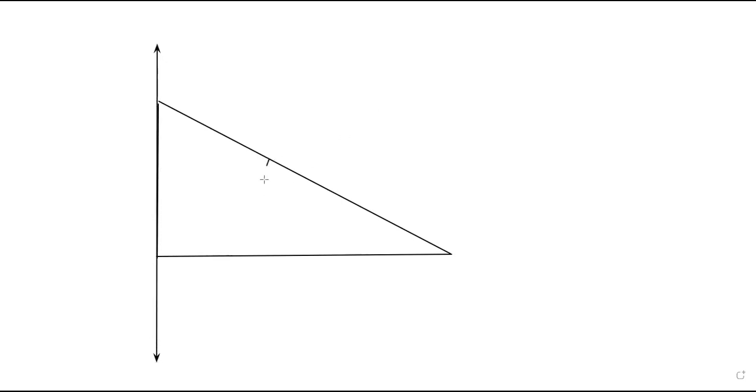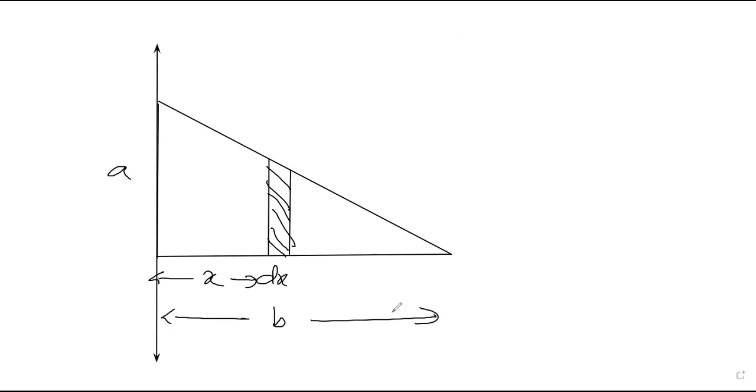For the procedure, I'll take a small part of this triangle, a strip, and find the moment of inertia of this strip with respect to the particular axis. The strip has thickness dx. It is at a distance x from the axis with respect to which we are finding the moment of inertia. The perpendicular sides I'll take as A and B, and I'll find the moment of inertia of this right angle triangle with respect to the axis along the side A.